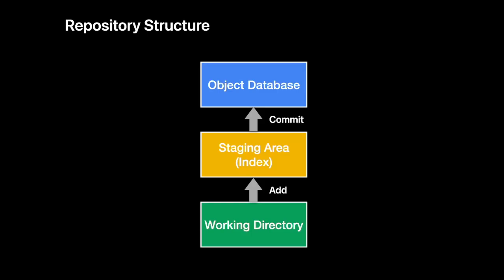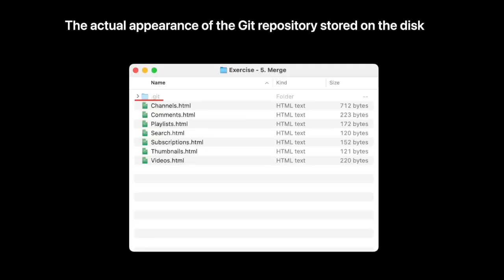object database. The process of storing data in Git involves modifying files in the working directory, adding the changes to the staging area, and then committing these changes to the object database as a commit object. We will dive into each of these areas in detail in a minute. In Git, the repository is a hidden directory named .git. This directory contains all the data Git uses.